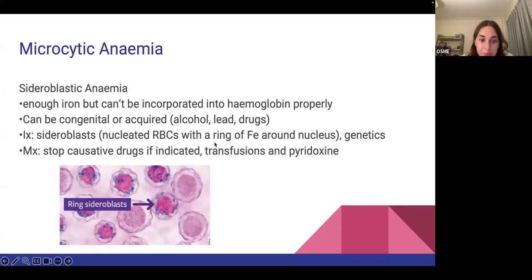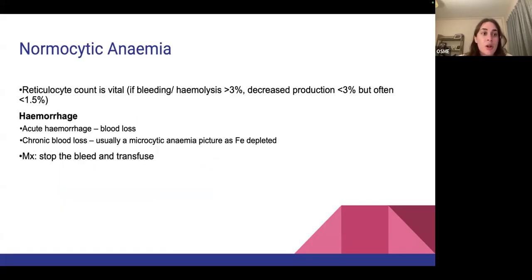And effectively it's a relative iron deficiency. So it's not that they're actually deficient in iron. They will have a raised ferritin for this reason, though they won't necessarily have a raised ferritin. But the question will make this quite obvious. And the causes can vary, but it can be either congenital, so due to a mutation, or acquired from alcohol abuse or certain medications. And you treat this by either stopping the alcohol or the drugs and giving them pyridoxine.